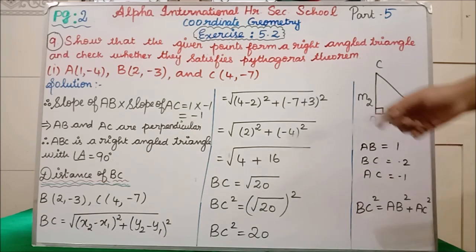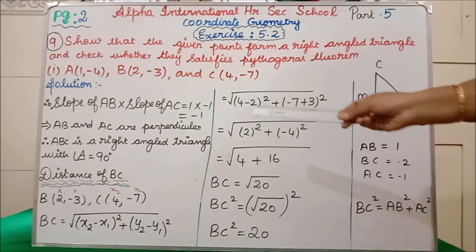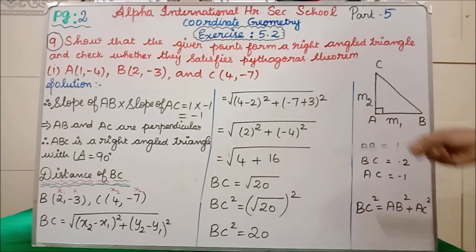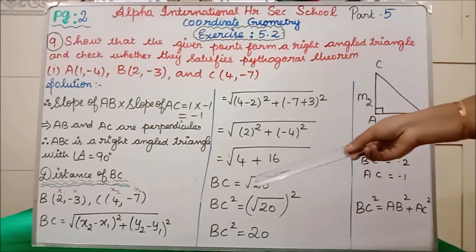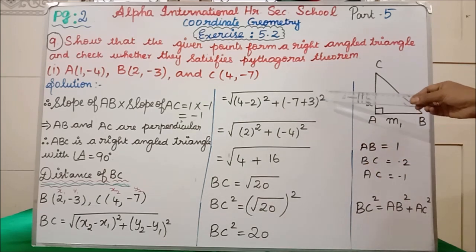Now we know x1, y1, x2, y2. I told you to write in pencil, I will write now. See, I have written x1, y1, x2, y2. So, x2 is what? 4. 4 minus x1 is minus 2, the whole square, plus y2 is what? Minus 7. y1 is minus 3, already in the formula there is a minus, so it will become minus minus plus. So, plus 3 the whole square we have got.